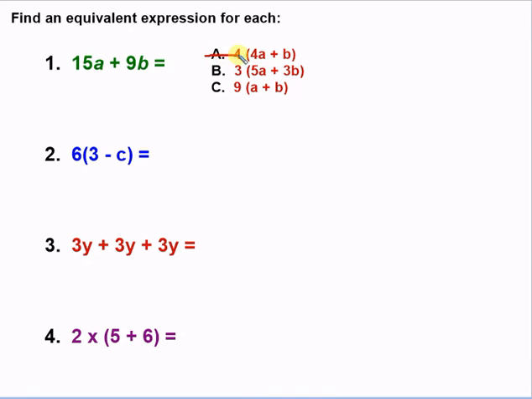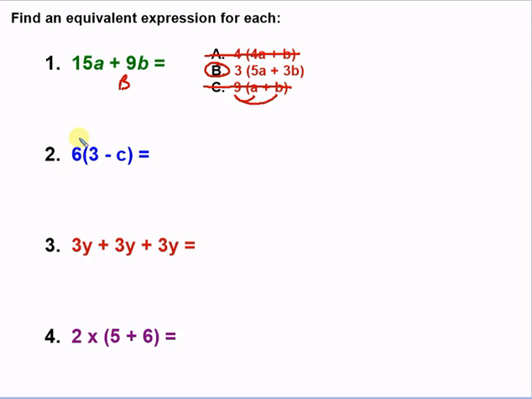How about number b, or letter b? 3 times (5a plus 3b). Well, 3 times 5a is 15a, and 3 times 3b is 9b once we've distributed to both of them. So we know that this one is correct. And just to be sure, let's check the last one. We'll distribute the 9 to the a and the 9 to the b. We get 9a plus 9b. Well, that part is right, but this part is wrong. So C cannot be our answer either. Our answer is B. 3 times (5a plus 3b).